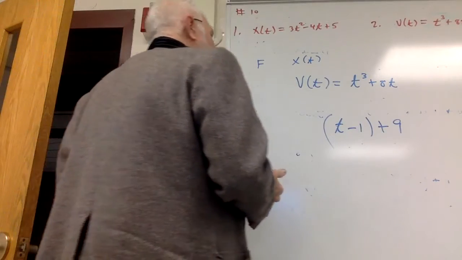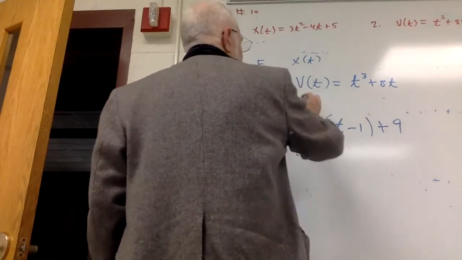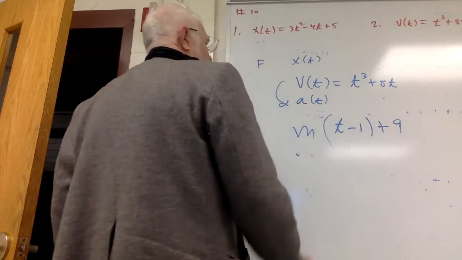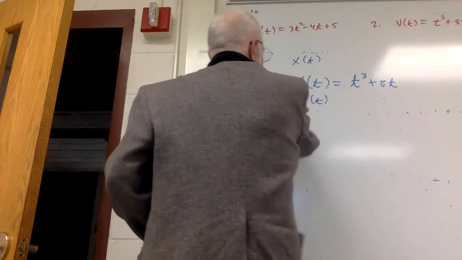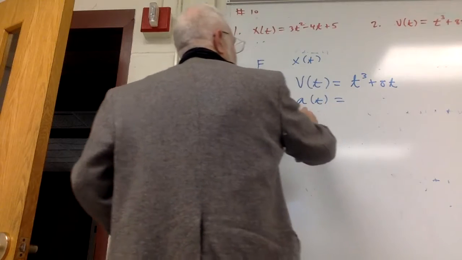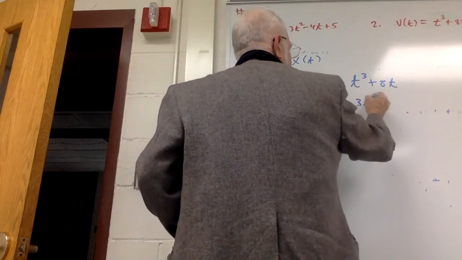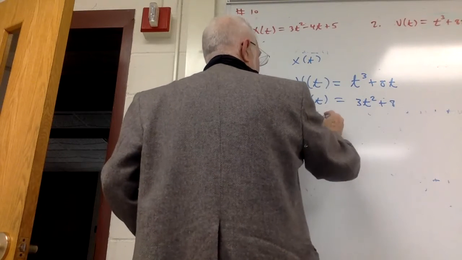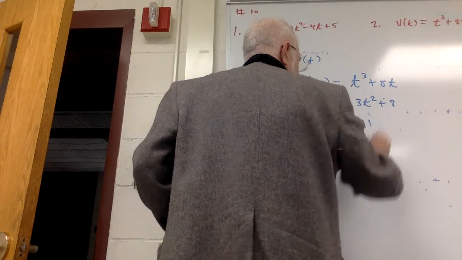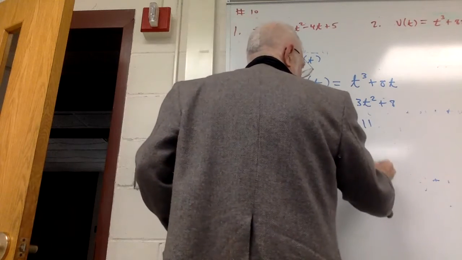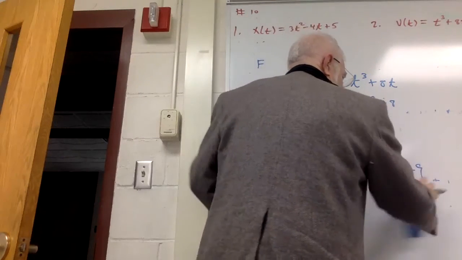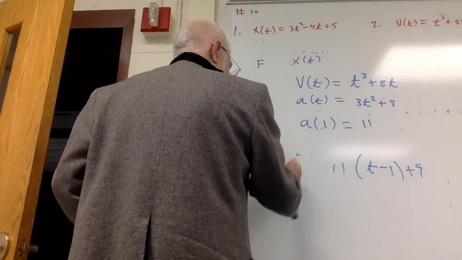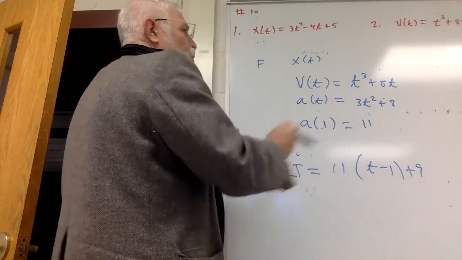Now I need to know her acceleration, which is the derivative of this. I have to use the derivative to assign the slope value, and I want the derivative at 1. But first I have to find the derivative of velocity, which is 3t squared plus 8. I now need the acceleration at time 1. It looks like it's 11. So putting it all together, let's see. I erased it for spatial purposes. I now have 11 as my slope in the equation of the tangent line. Do one more.